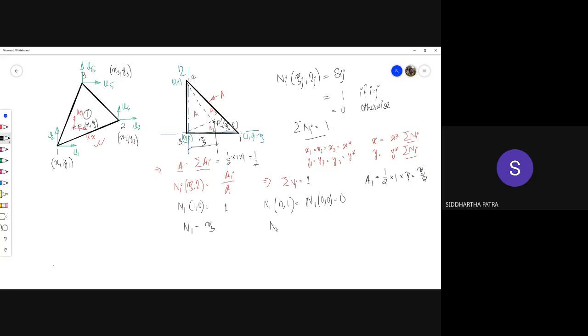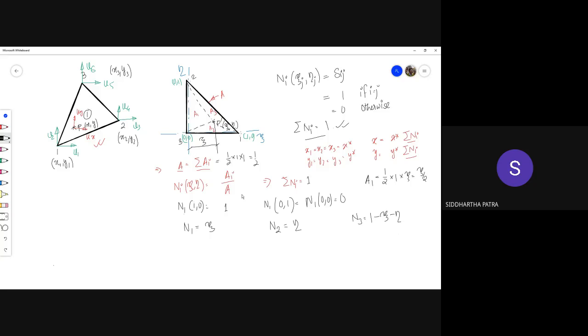And if you do the same analogy, then N2 is eta. But then how much is N3? For that, we'll have to use this logic. There can be only two independent variables, right? Because it is 2D. So N3 is 1 minus xi minus eta. So these are the three shape functions.